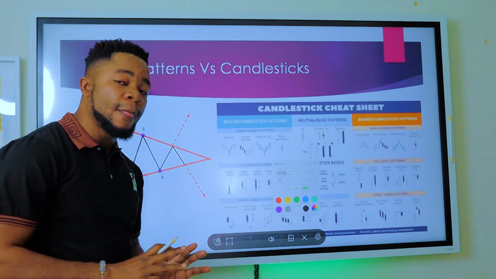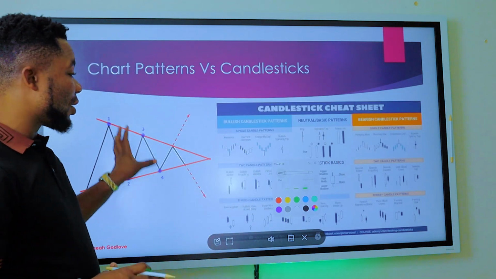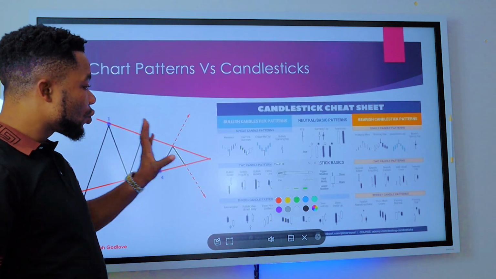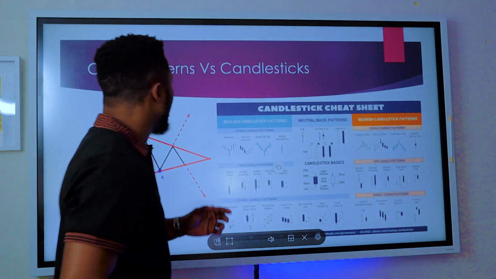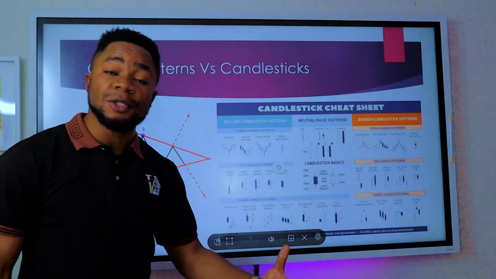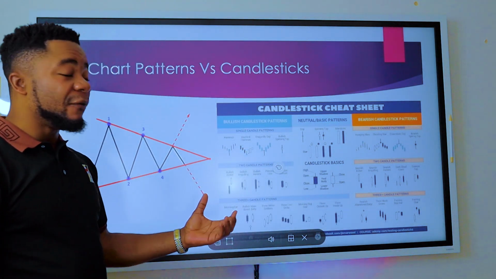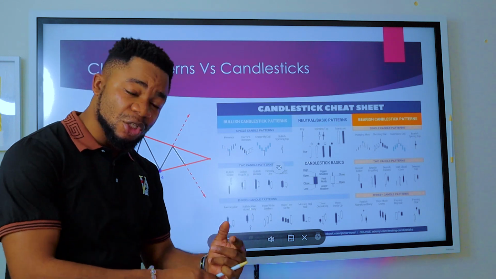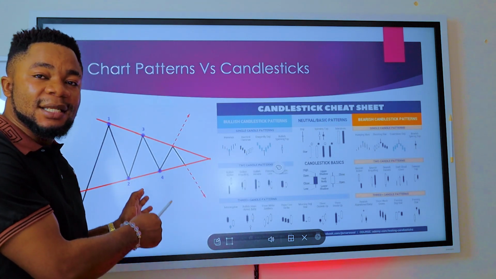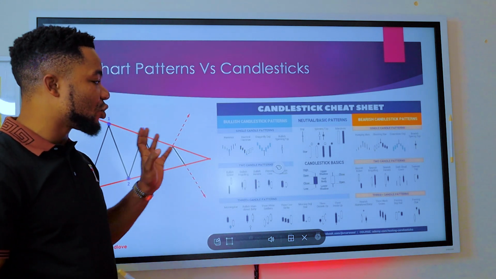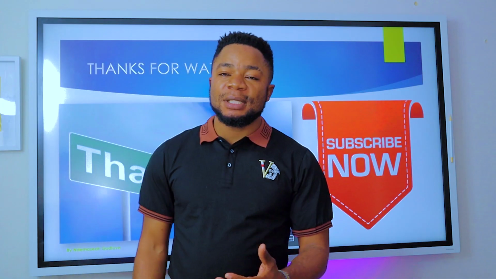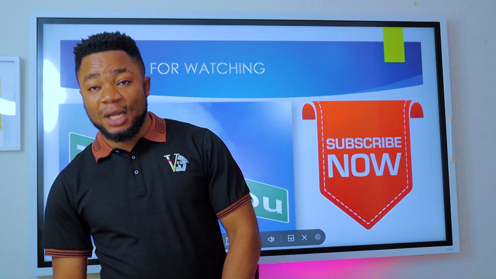That is how you're able to determine any solid structure, and don't be confused between chart patterns and candlesticks. Candlesticks are just there for confirmation. They help you to be able to confirm. You can either use it for confirmation on support and resistance, or you can use it for confirmation on chart patterns. All right. So don't get confused also between chart patterns and candlesticks. So with that being said, we've come to the end of this particular slide.